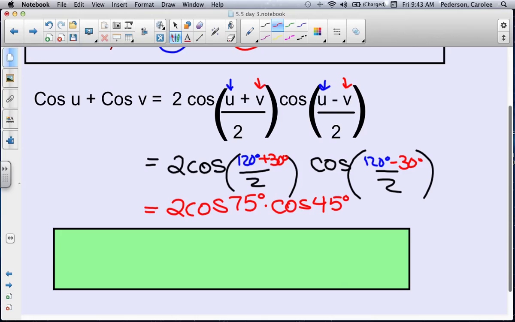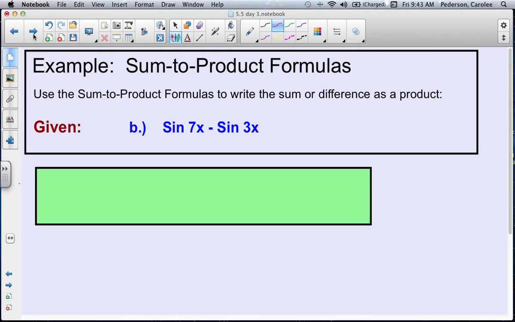Save the best for last this time. All right, next question. Very similar to the one we just did.